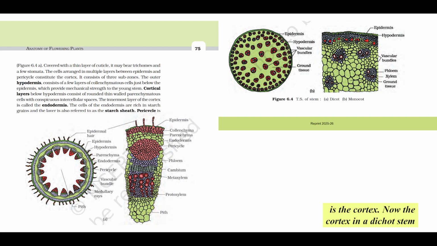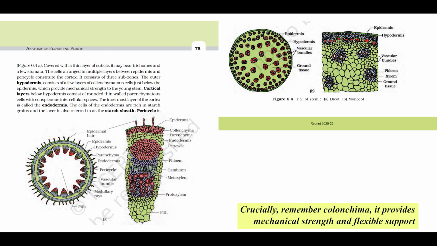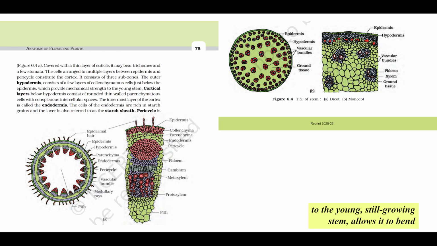Now, the cortex in a dicot stem is quite substantial. It consists of multiple layers of cells, and importantly, it's organized into 3 distinct subzones. The outermost subzone is the hypodermis. This layer consists of a few layers of collenchymatous cells right below the epidermis. Crucially, remember collenchyma, it provides mechanical strength and flexible support to the young, still growing stem, allows it to bend without easily breaking. Vital for those tender shoots.